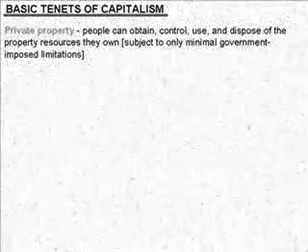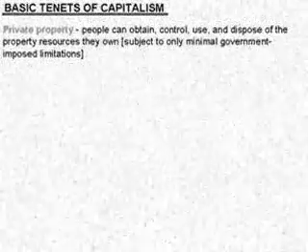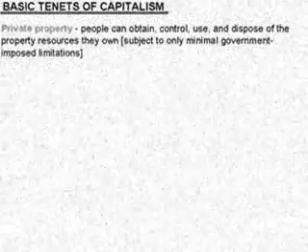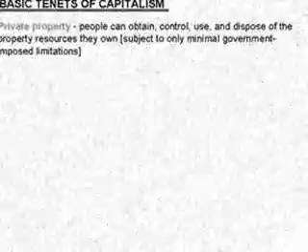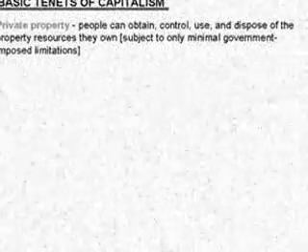Number one, private property exists. This is the most fundamental tenet of capitalism. It means that people can obtain, control, dispose of, and use the property resources that they own, subject to only minimal government-imposed limitations. The extent to which you are free to dispose of your property is limited only to the extent that it infringes on other people's property rights.